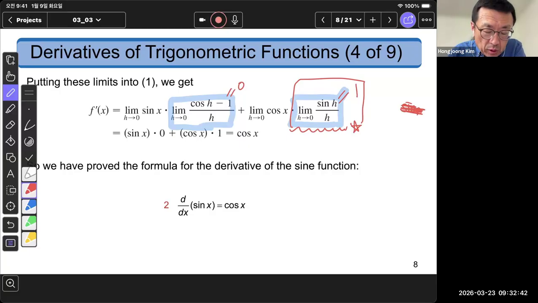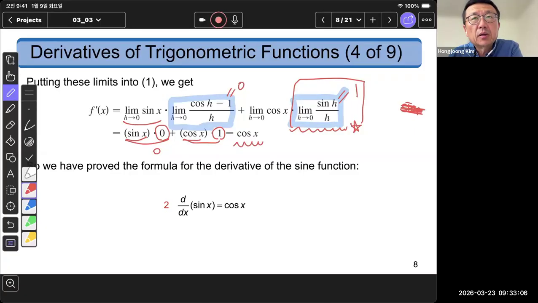So if I plug in these results, then the limit of sine x will be sine x, multiplied by 0. And the limit of cosine x is cosine x, multiplied by 1. So the first limit will be 0, and the second term is just cosine x. So we have a very important formula. The derivative of the sine function is cosine x. You need to remember this.